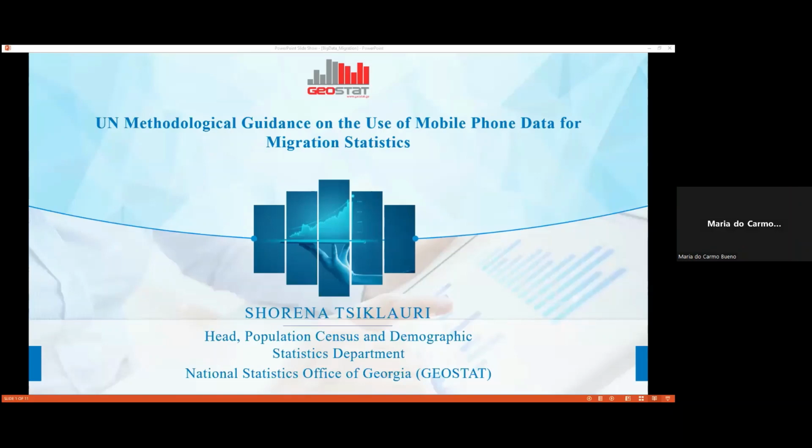Yes. Okay. Thank you so much for inviting me and for the possibility to present our work, the UN methodological guidance on the use of mobile phone data for migration statistics. My name is Shorena. I'm head of the Population Census and Demographic Statistics Department here in Georgia at the National Statistical Office, Geostat.